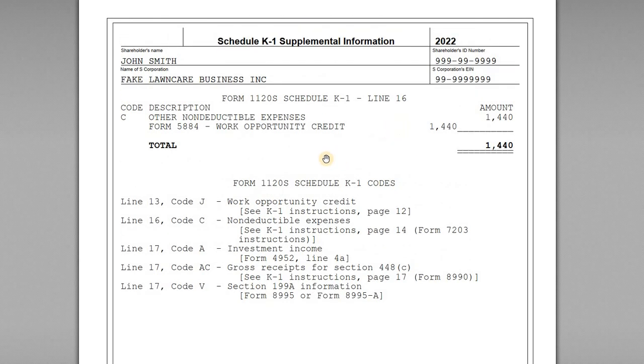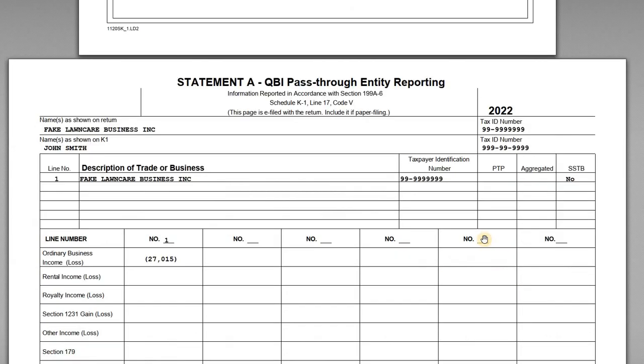So when we look at the supplemental schedules down here, we can see our line 16 amount, other non-deductible expenses, and they're letting us know that this is attributed to the work opportunity tax credit. So John knows, okay, that's why I have a non-deductible item, because I have a line 13J amount for the work opportunity tax credit. All right.